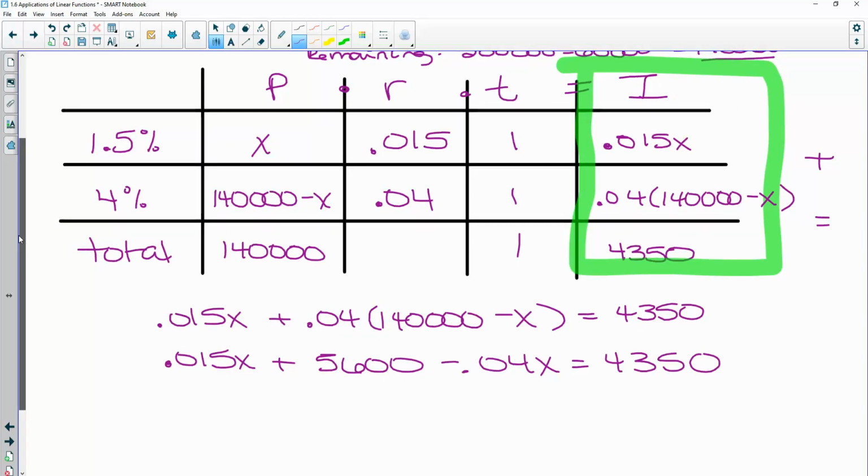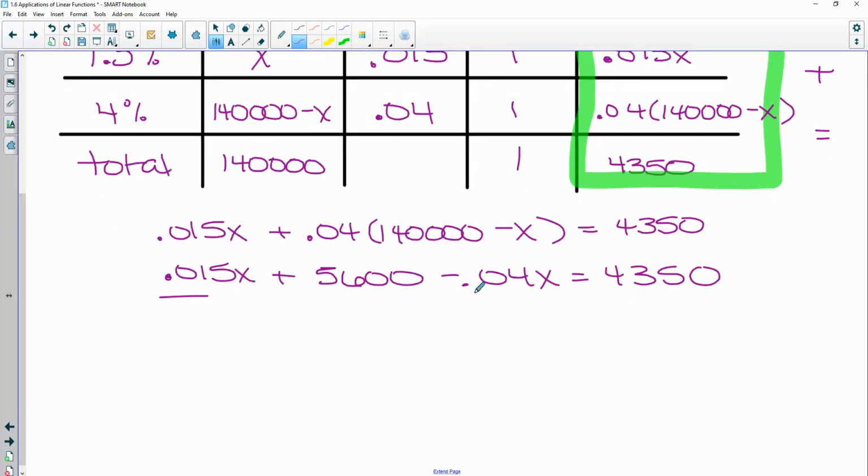Okay. Combine like terms. 0.015 minus 0.04 will give me negative 0.025. Okay, subtract over your 5,600. Divide. x would be 50,000.